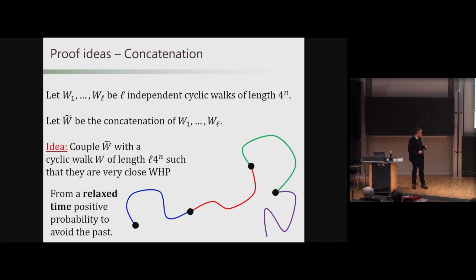And we can bound this in terms of the total amount of time to the power of some small epsilon. So the main ingredient that we need in order to carry this out is that the walk with very high probability very quickly reaches a relaxed time.